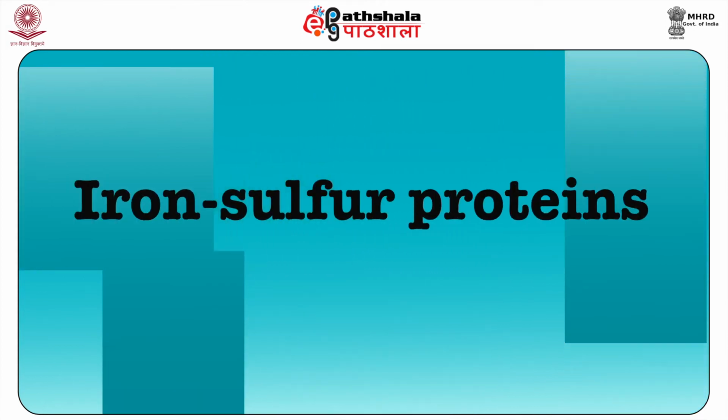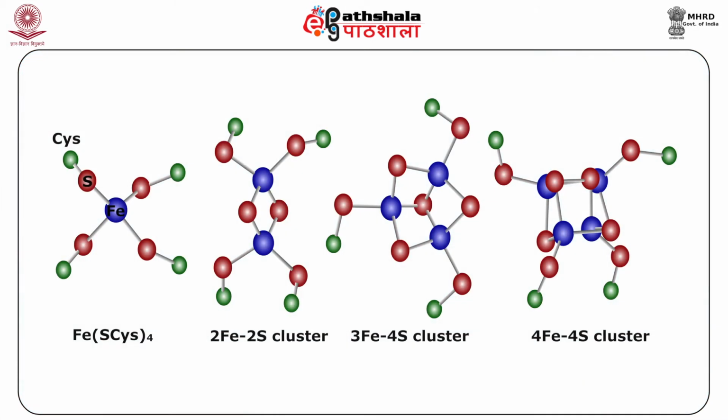Iron sulfur proteins. The iron sulfur proteins play an essential role as electron carriers in nearly all living organisms and take part in plant photosynthesis, nitrogen fixation, steroid metabolism and oxidative phosphorylation, as well as many other processes.